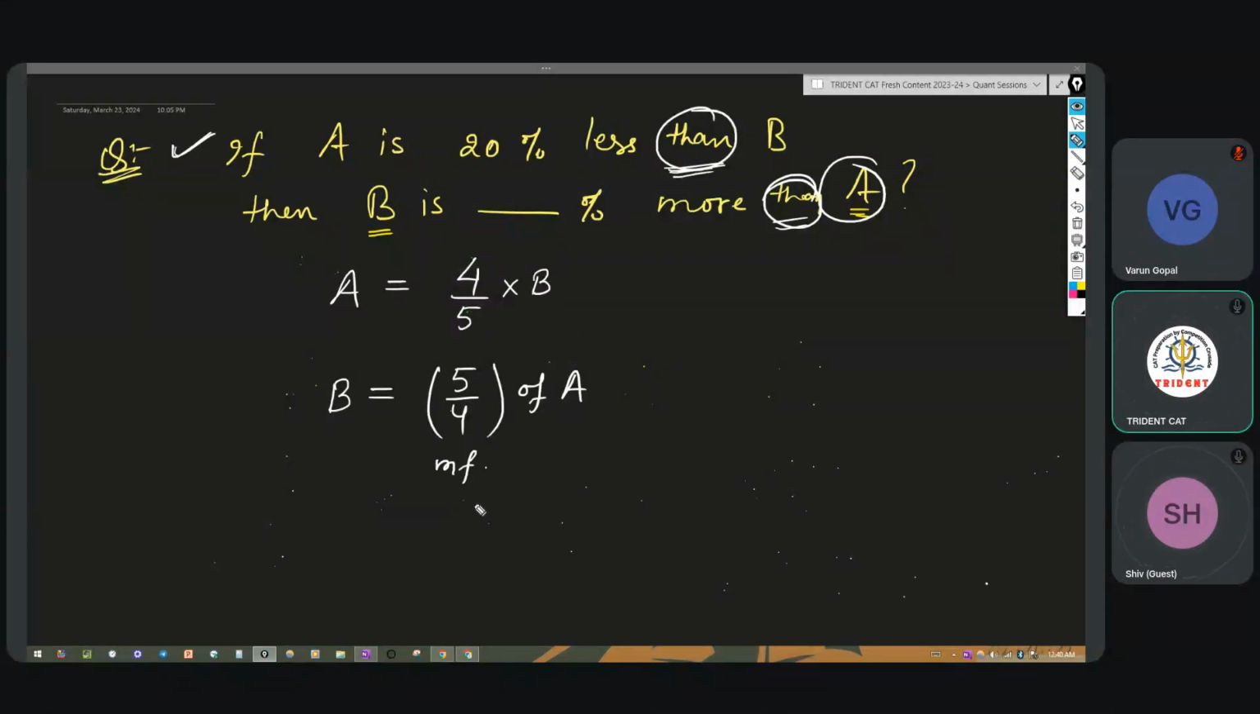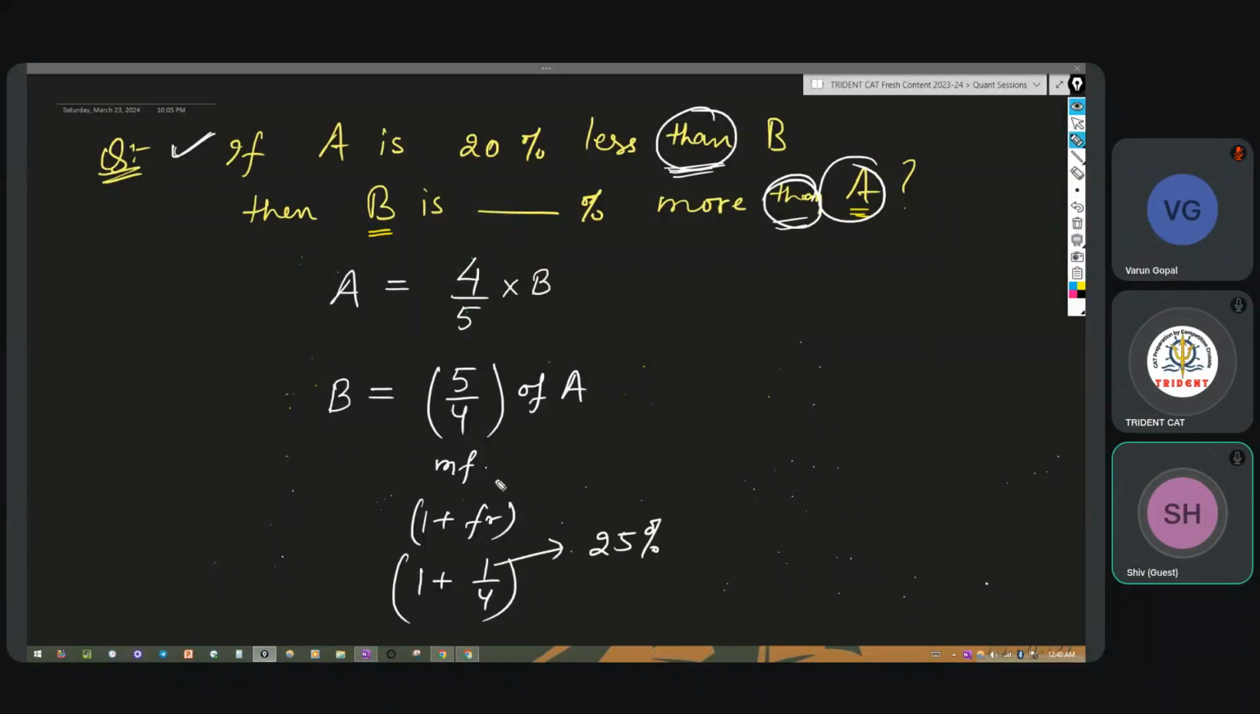How do we go back to percentages from the multiplying factor? 1 plus the fraction. Or you can break it like this: 1 plus 1 by 4. The 1 is for the 100%, and 1 by 4 is the fraction, whose percentage equivalent is 25%. Does this make sense?